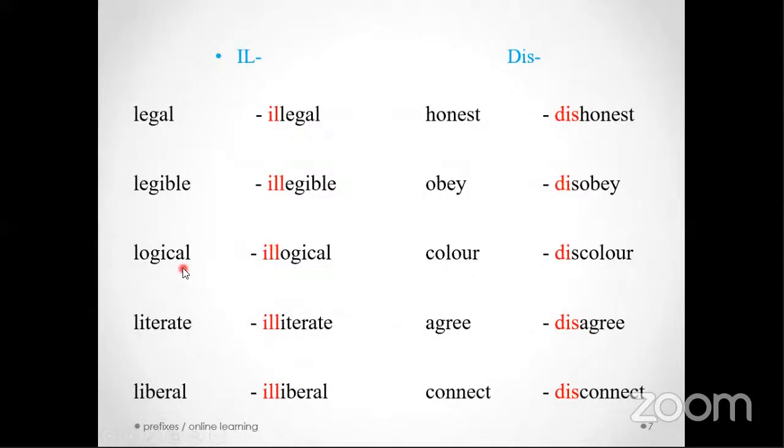Right. Next one, logical. Logical. තාර්කික. And the opposite word is illogical. Illogical. Right? අතාර්කික. තාර්කික නොවන කියන එකයි. Next one, literate. And the opposite word with the prefix il, it is illiterate. Illiterate, right? Literate means උගත් නැත්නම් ලිවීමට කියවීමට හැකි කියන එක. Illiterate means එසේ නොහැකි. කියවන්න ලියවන්න බැරි කියන එකයි, right?